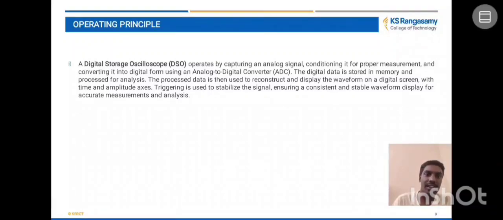So first we get a signal, then we convert it into digital form, then we analyze the signals and then reconstruct it and display it in a digital form. So we are getting it in an analog form and displaying it in a digital form with the time and amplitude axes. In this, triggering is used to stabilize the signal, which ensures a consistent and stable waveform for measurements and analysis.